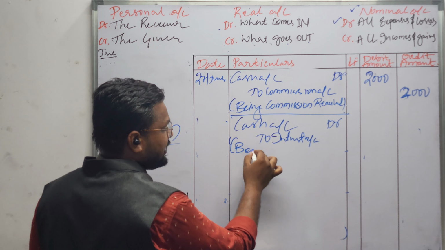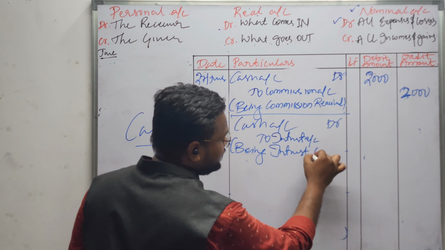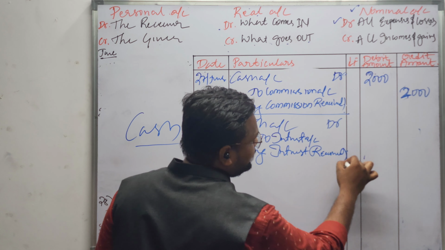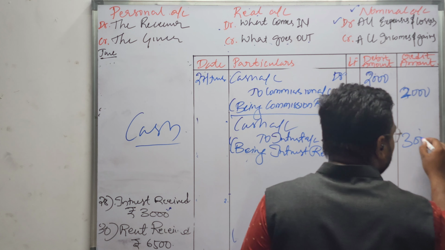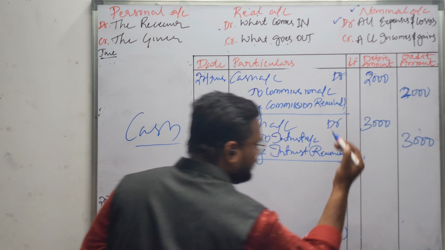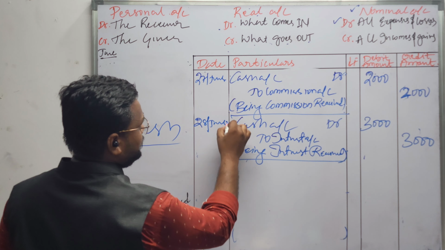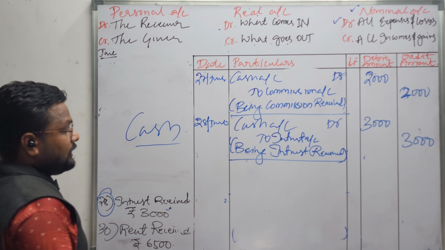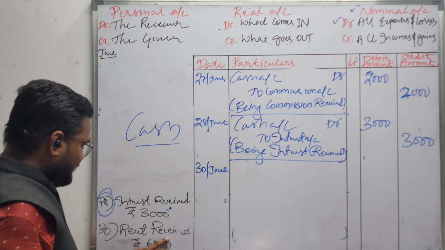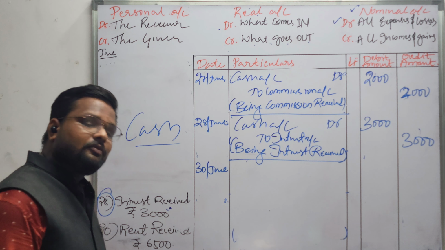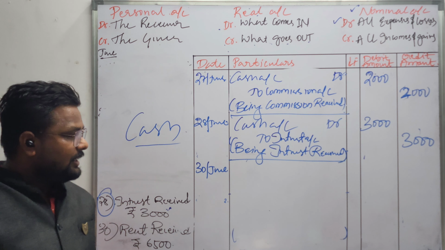That's being narration. I am writing the narration. Being interest received. How much is the amount? 3000. So draw the line. What's the date actually? 28th of June. Done. The next transaction, that is 30th June, that is rent received, rupees 6500.